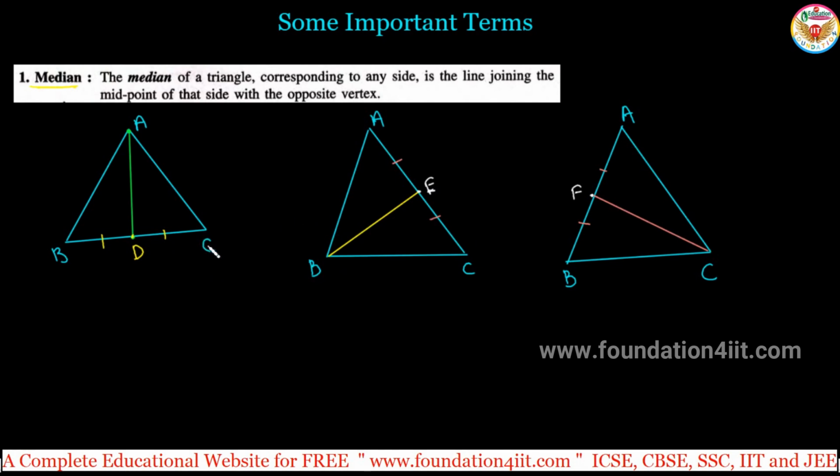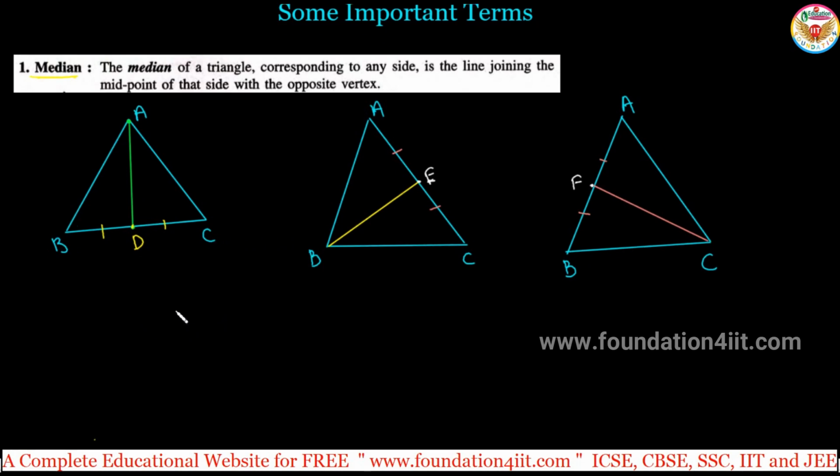So by taking these three in one diagram, the triangle has three medians, and all three medians are always concurrent. That is, they intersect each other at one point only. Let me construct the three medians in a single diagram. So one triangle.